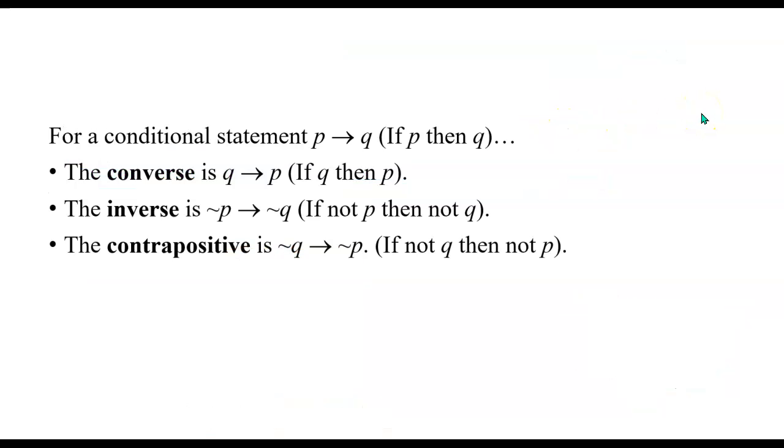So to summarize, for a conditional statement, P implies Q, or if P then Q, the converse of that statement would be Q implies P. If Q, then P. You just interchange the antecedent and the consequent. The inverse is not P implies not Q, or if not P, then not Q. Leave the antecedent and the consequent in the same places, but negate both of them.